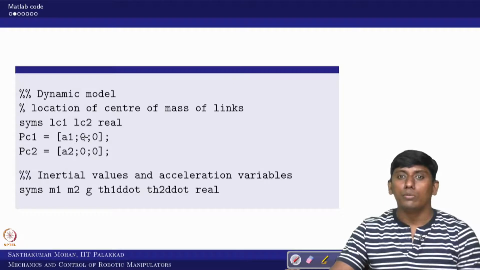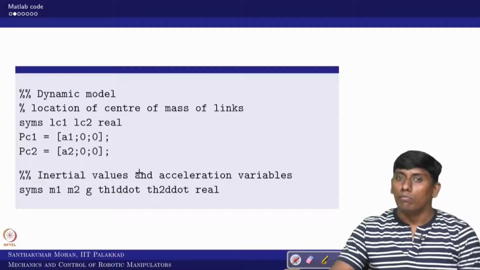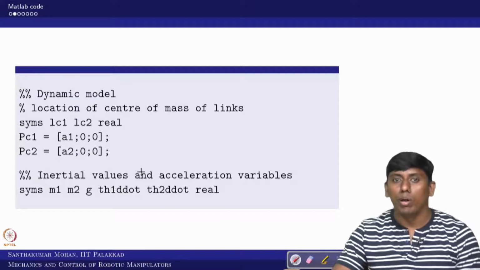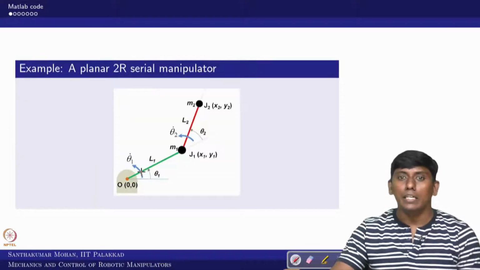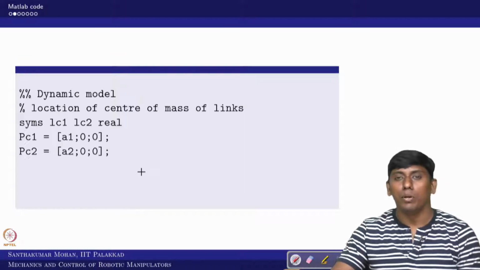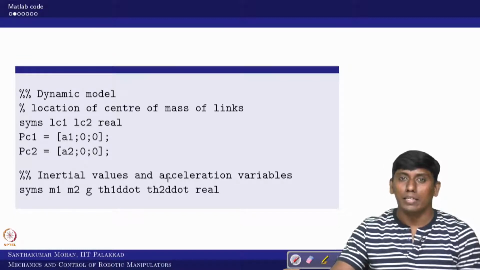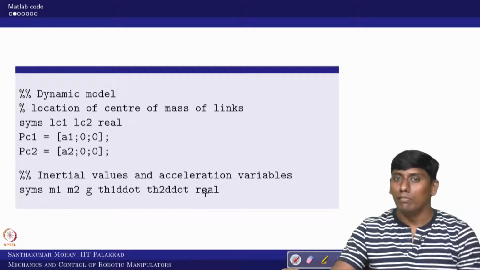Then what else do you need? You need the inertial and acceleration variables. What we have seen so far is only up to velocity. The inertial effect comes in this case from only two masses, but the acceleration effect is theta 1 double dot and theta 2 double dot. That is what we have written in the MATLAB code. By default these are all real variables, not complex, so you better define them as real, so that the conjugate term will not come when you square or do some operation.